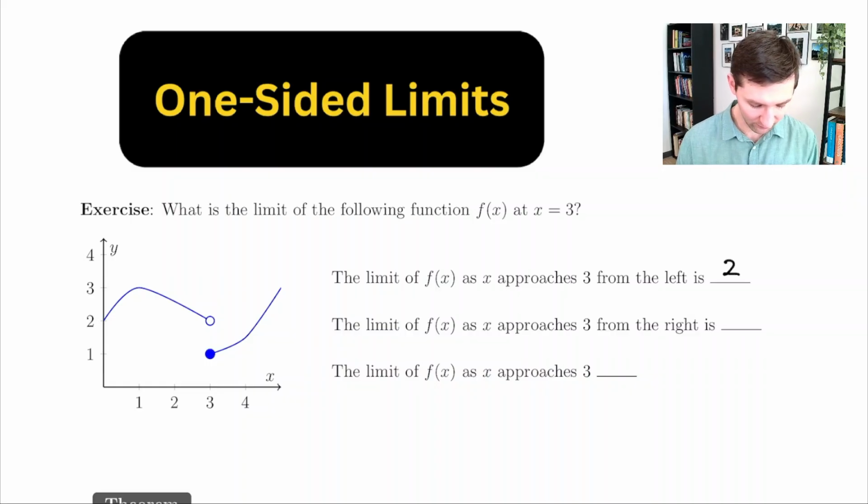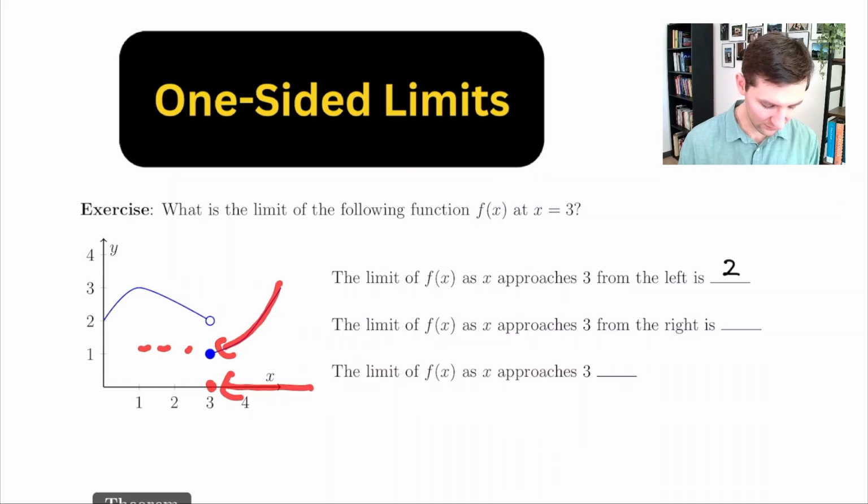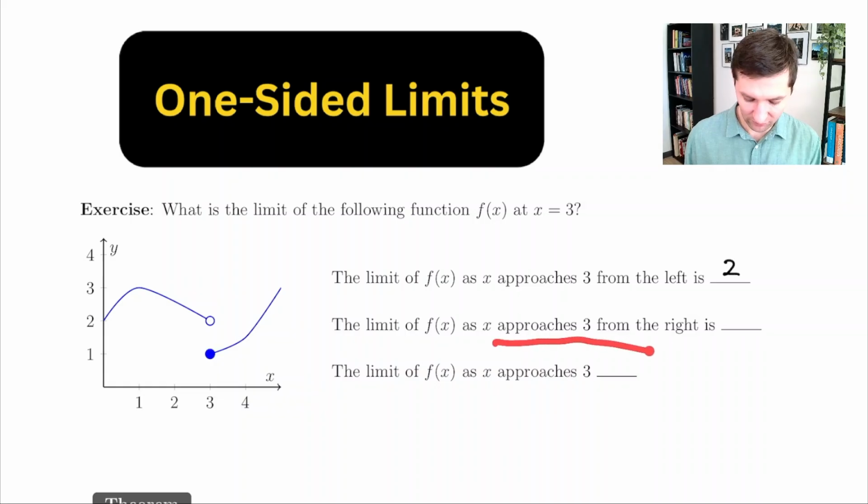Then I use inputs that approach 3 from the right. When I do so, the outputs of this function get closer and closer to 1. So the limit of this function, as x approaches 3 from the right, is 1.